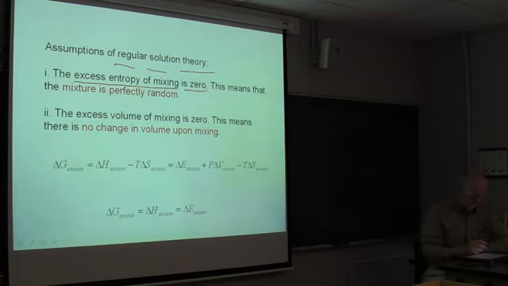Part 2 is the excess volume of mixing is zero. Now this one's a lot easier to understand, thank goodness. If I take 100 mLs of liquid 1 and 100 mLs of liquid 2 and pour them together, and if I wind up with exactly 200 mLs, there's no excess volume of mixing. There's no volume change upon mixing.